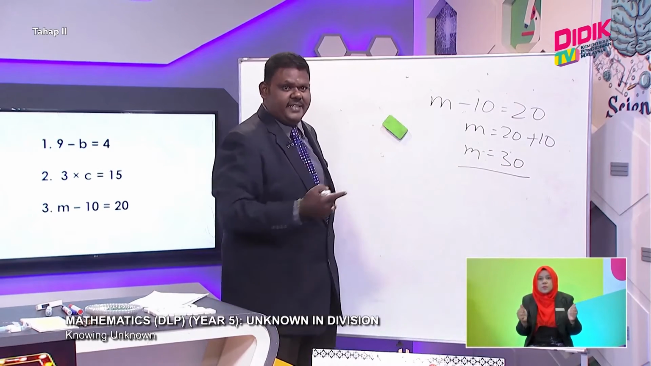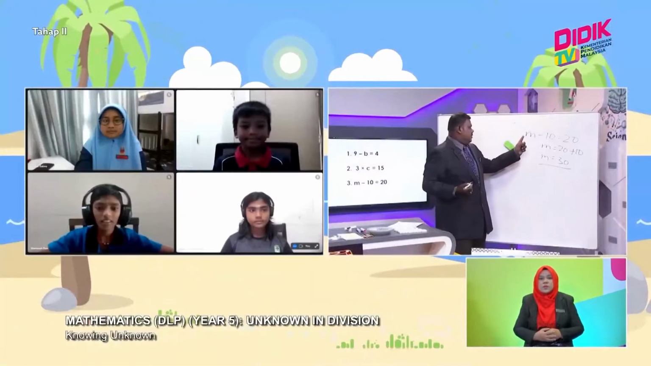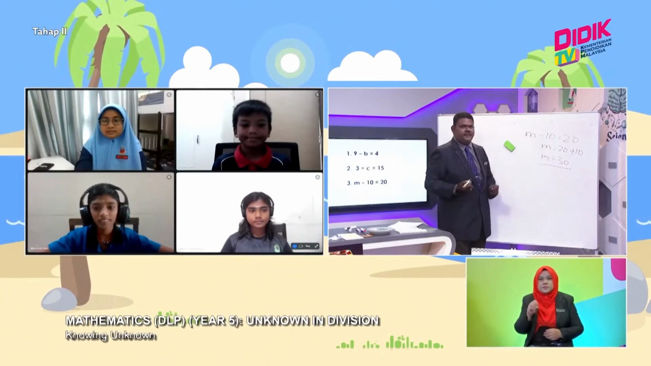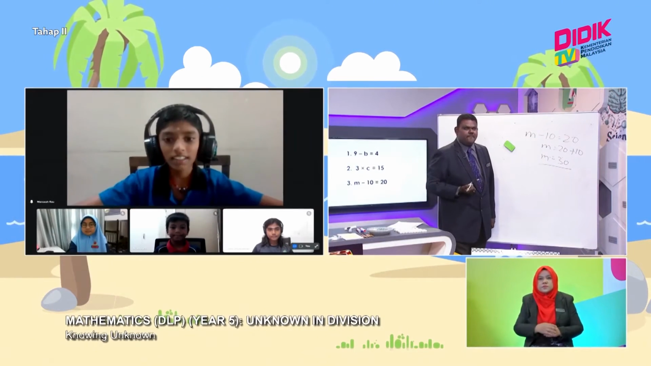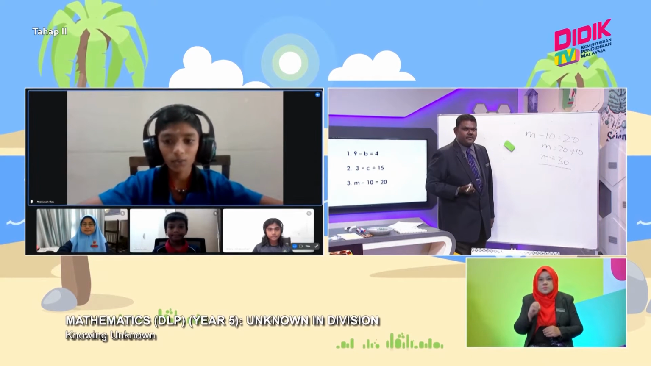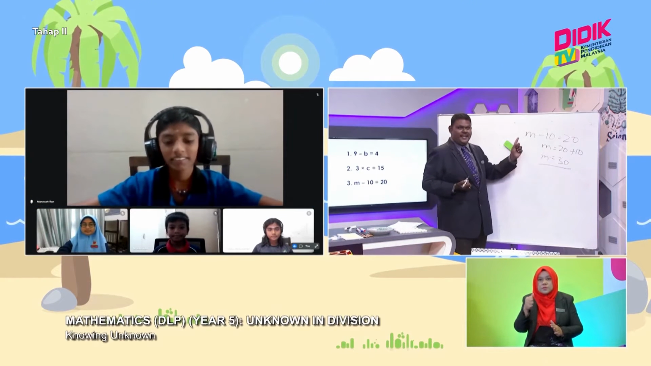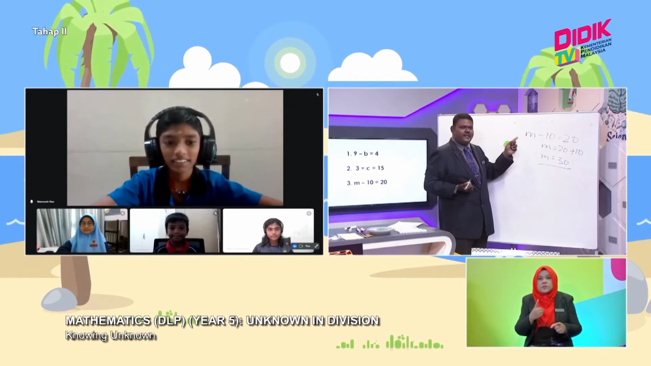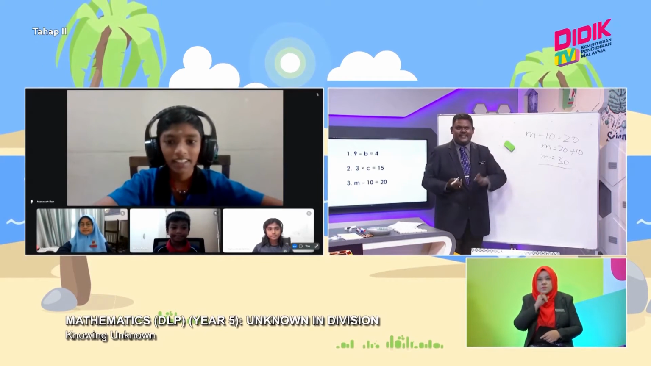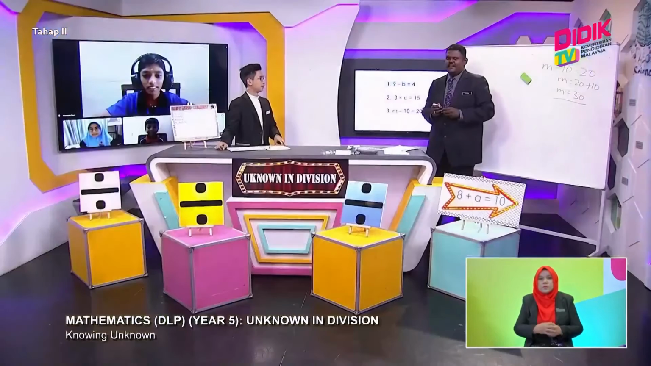Let's check the answer. Manoj, 30 minus 10. What is the answer, Manoj? 30 minus 10 is equal to 20. Very good. Then this number sentence is correct. So the answer for the unknown number M is 30. So this is how we find answers for the unknown numbers.